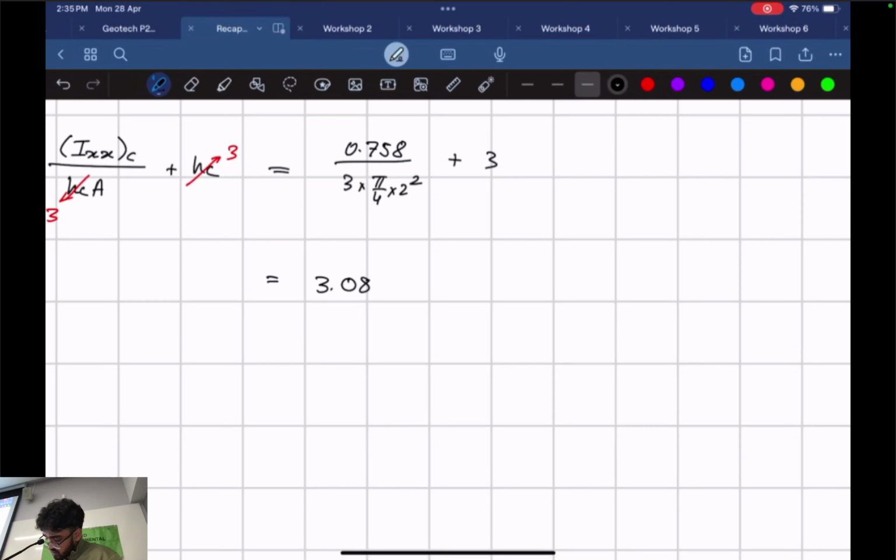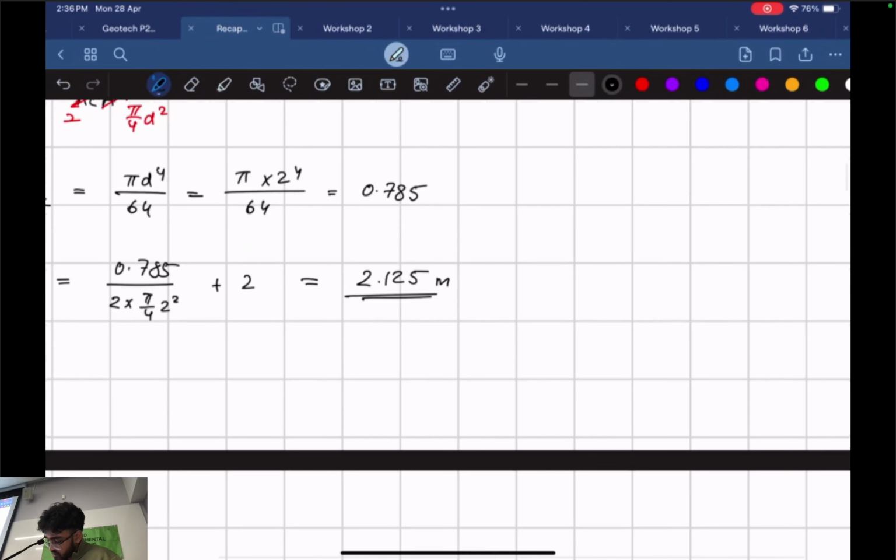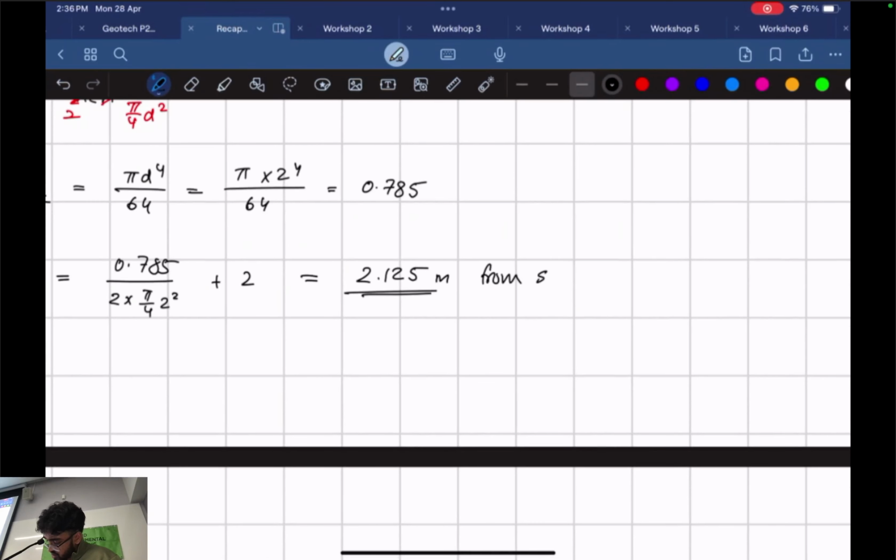You want pi on 4, right? Sorry? The area. Pi on 4? I use pi on 4 because I've done diameter squared. Oh, diameter. Yeah, so you can do pi r squared as well, and you just get pi. Meters from the surface of water. I should probably write that up here as well. Okay?